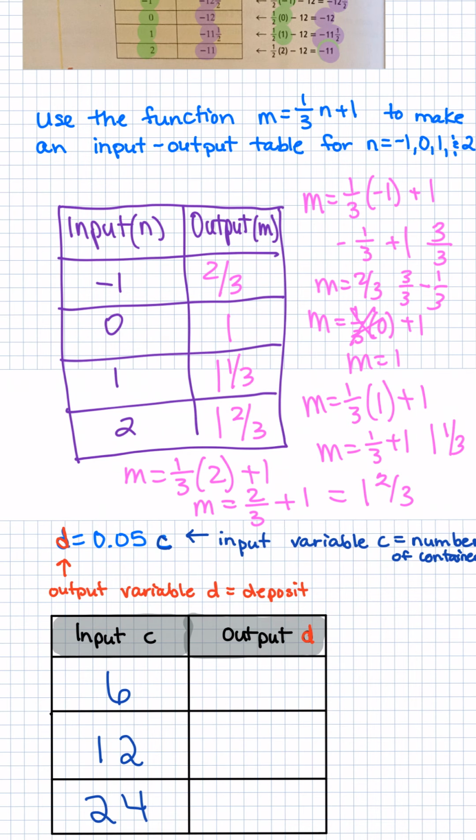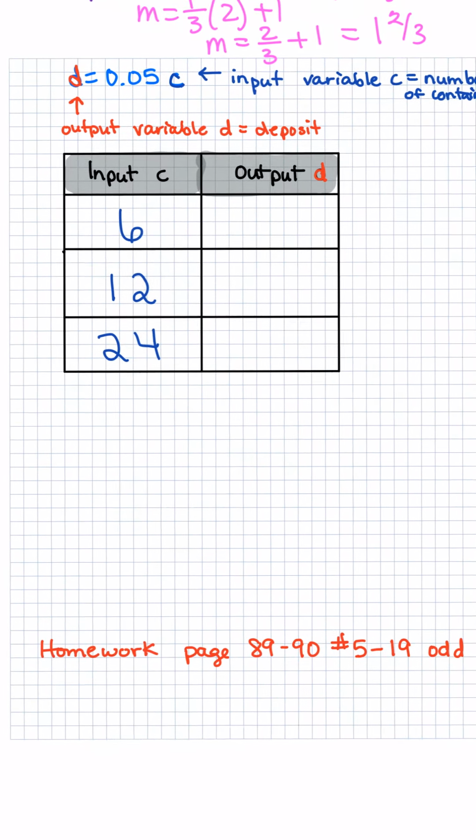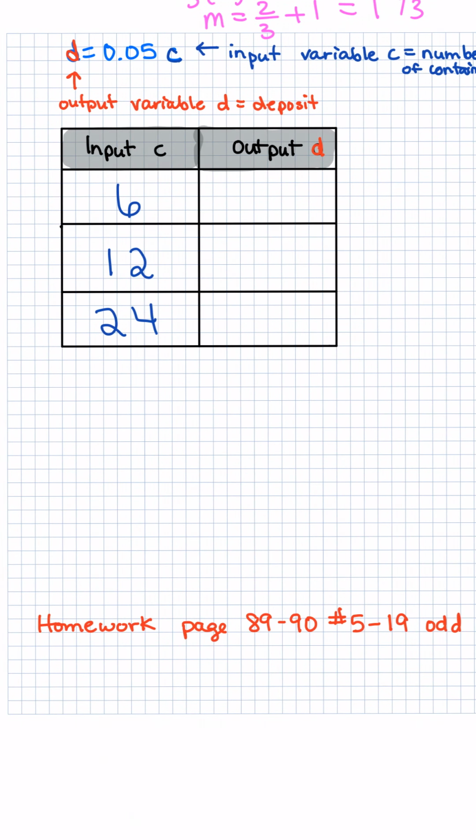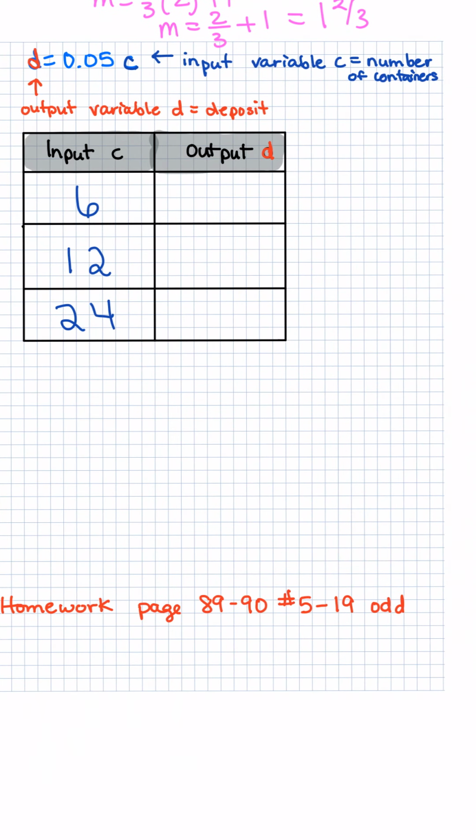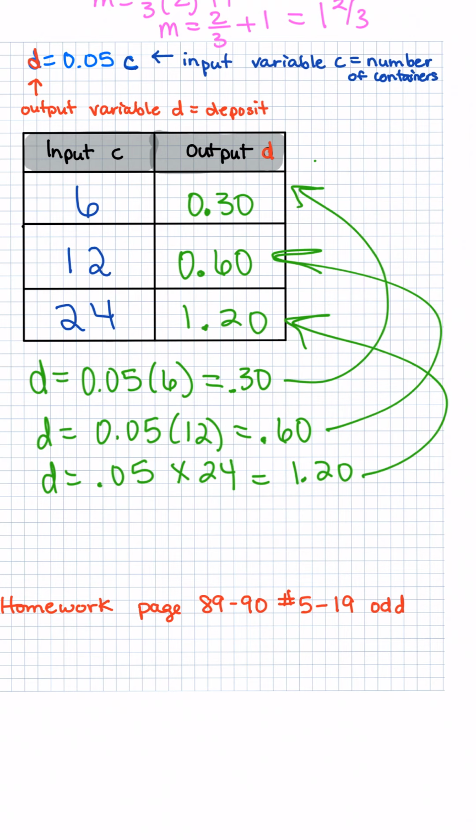Okay, output, input. So this next one, go ahead and try on your own, check back and see how you did. You should have got, when the input was 6, the output was 0.30. When the input was 12, the output was 0.6. When the input was 24, the output was 1.20, or 1.2. Your homework tonight is page 89 through 90, 5 through 19 odd.